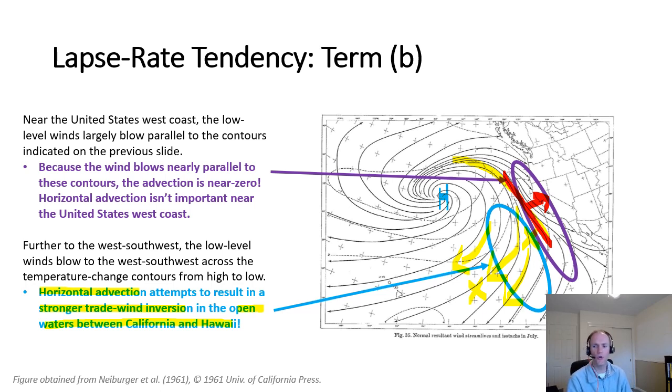It doesn't do a whole lot near to the coast of North America, but it tries to strengthen the inversion out here over the open waters, where it is relatively weak compared to the coastal regions. So what does lead to a strong inversion in the coastal regions? And what perhaps keeps the inversion from being particularly strong out over the open waters? For that, we have to dig into some of our later equation terms.